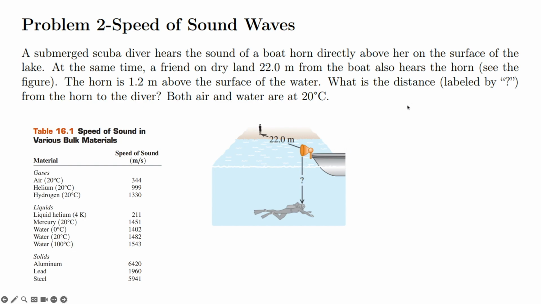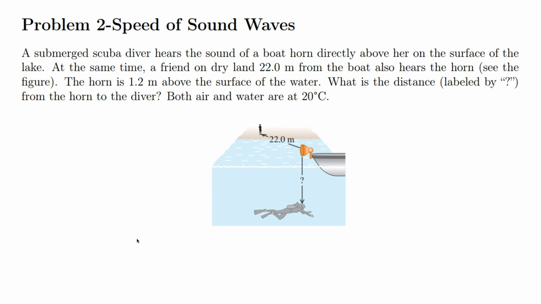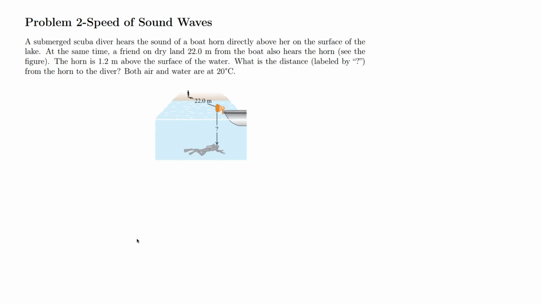What is the distance labeled as question mark here from the horn to the diver? And both air and water are at 20 degrees Celsius. Now over here are some values which we might find helpful in our calculation. Firstly, we have different speeds of sound in different media, and our interest is in air at 20 degrees Celsius, that's 344 meters per second, and in water at 20 degrees Celsius, that is 1482 meters per second.